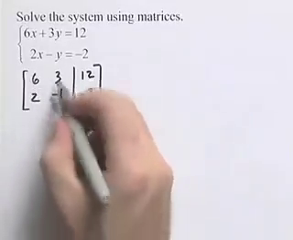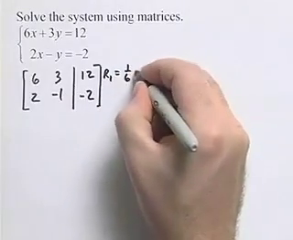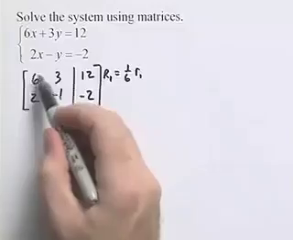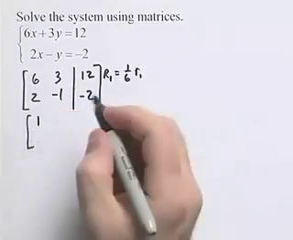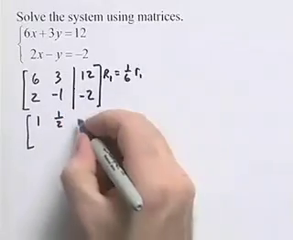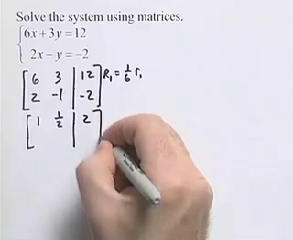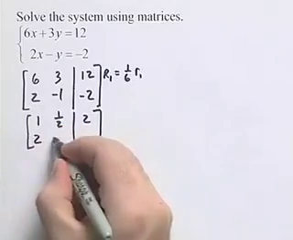So we're going to first start by letting our new row 1 equal 1/6 times our current row 1. That'll get us a 1 up here. So if I take 1/6 times 6, I get 1. 3 times 1/6 is 1/2. And 12 times 1/6 is 2. I haven't changed my second row, so I'm just going to rewrite that.